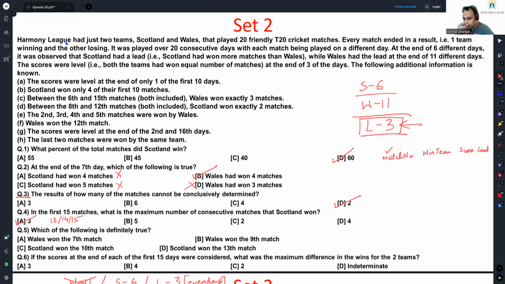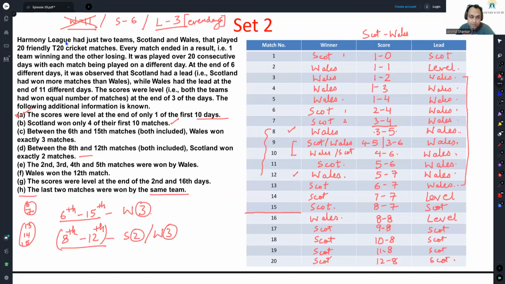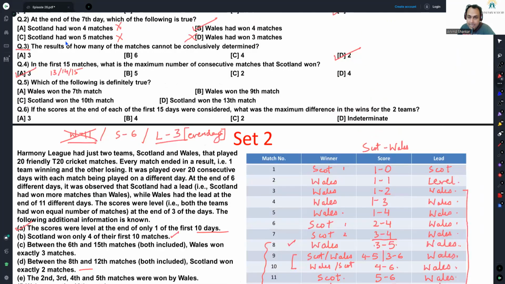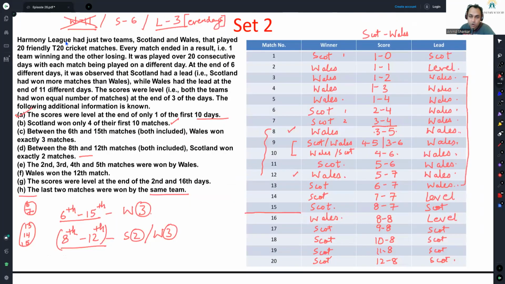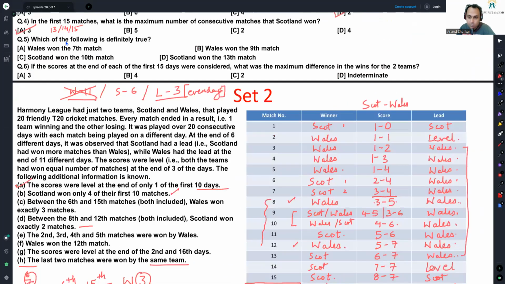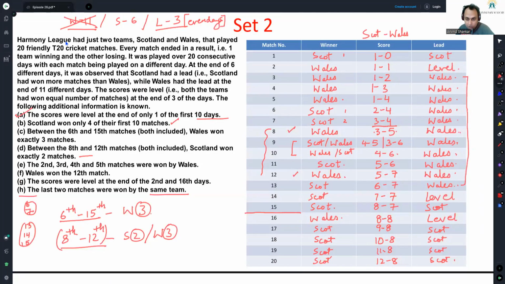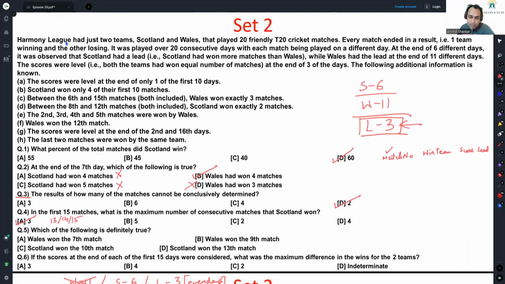Question 5, which of the following is definitely true? Wales won the 7th match. No, Scotland won the 7th match. Wales won the 9th match. No, we don't know about the 9th match. Scotland won the 10th match. No, we don't know about the 10th match. Scotland won the 13th match. Yes, Scotland did indeed win the 13th match. Answer should be option D.